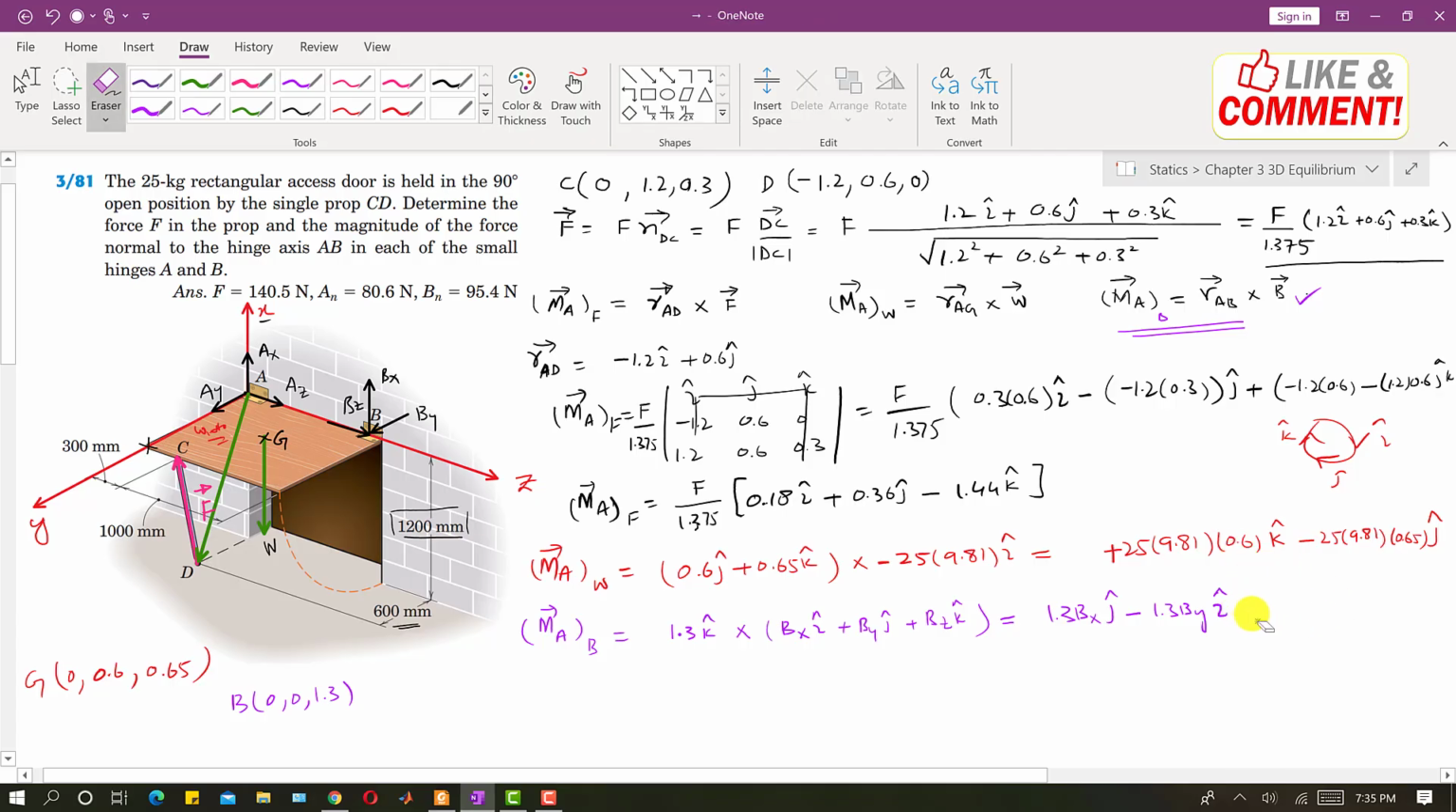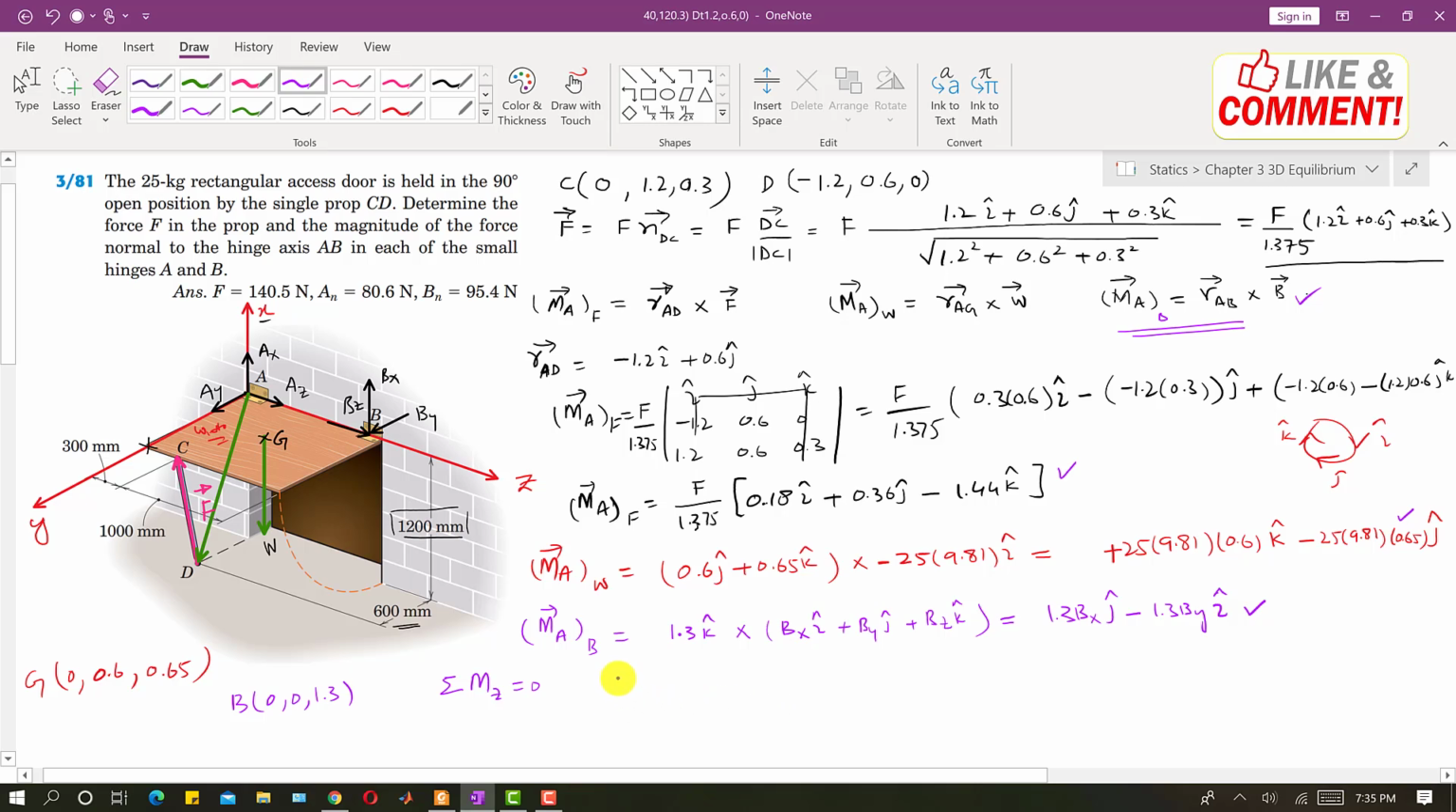So now this is the moment at A due to B reaction. This is the moment at A due to weight, and this is the moment at A due to the force in the prop, right? So now if we apply the summation of moment along z axis equals 0, since the system is in equilibrium, we will add up all the z components of these moments.